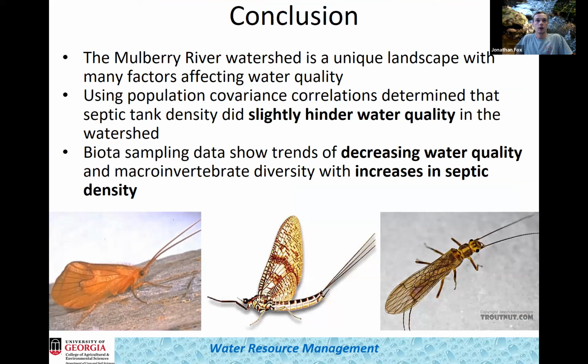So in conclusion, it's a very unique watershed. There's a lot of diverse land usage, a lot of factors affecting water quality. So you're going to have some interesting numbers, but using those covariance correlations, we determined that septic tank density did have a slight hindering effect on the water quality in the watershed. And likewise, those same values showed a decrease in water quality and a decrease in macroinvertebrate diversity with increases in septic tank density. So that was good to see.